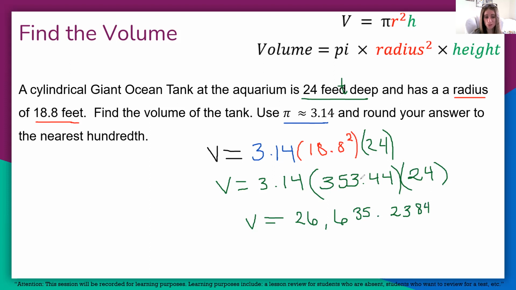Yeah, we do. We had a couple different decimals involved, so that increased us here. And we are rounding to the nearest hundredth. So remember, the nearest hundredth is the second decimal place. So if that's what we're rounding to, we need to look at the next number. We need to look next door to see whether we round up or whether we round down. So is this 8 going to cause us to round up or down? The 8 is greater than 5, so we're going to round up, which means the volume is 26,635 and 24 hundredths feet cubed.